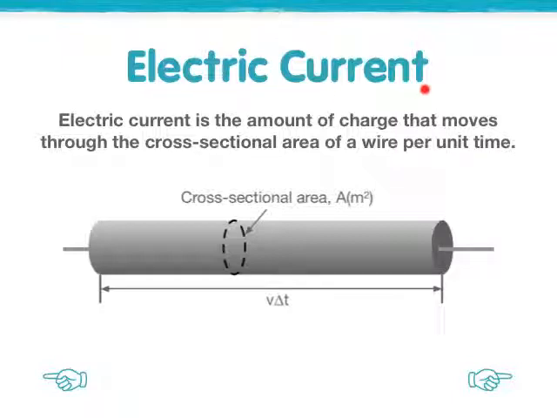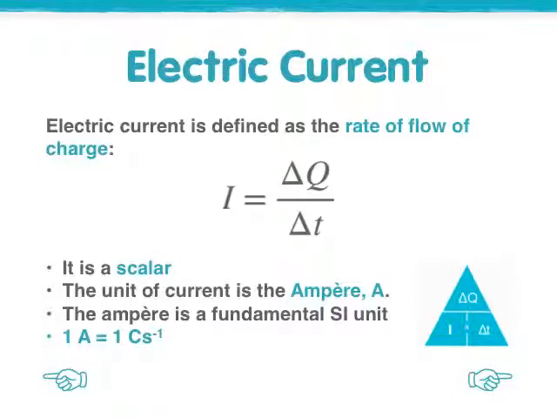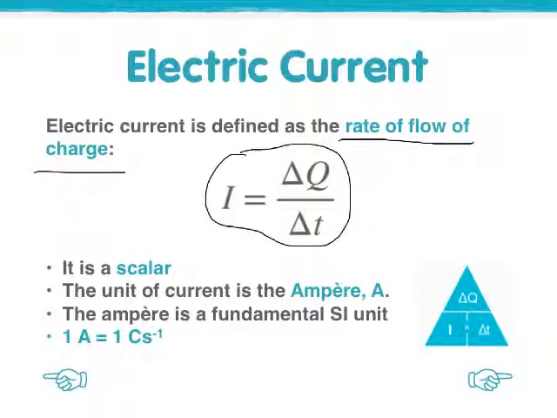So now we know what's going on, we can define electric current. The electric current can now be defined as the amount of charge, the amount of electrons that move through the cross-sectional area of a wire per unit time. Another way of expressing this is that electric current is defined as the rate of flow of charge. I equals delta Q over delta T. Rate always means divided by time, and Q is flow of charge.